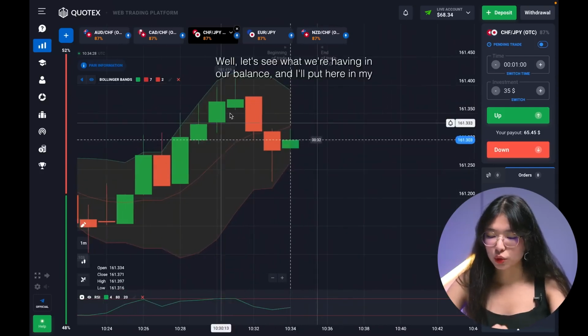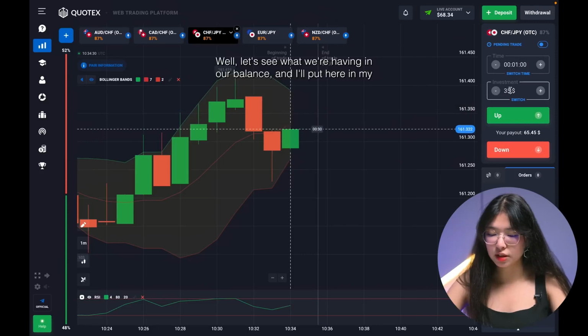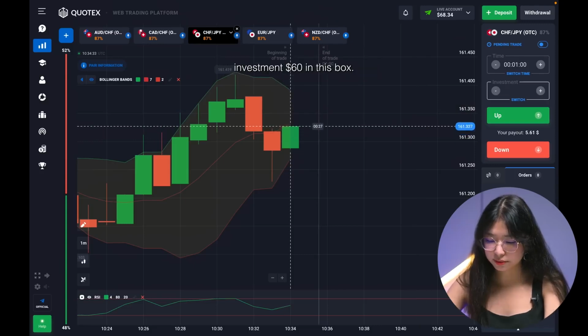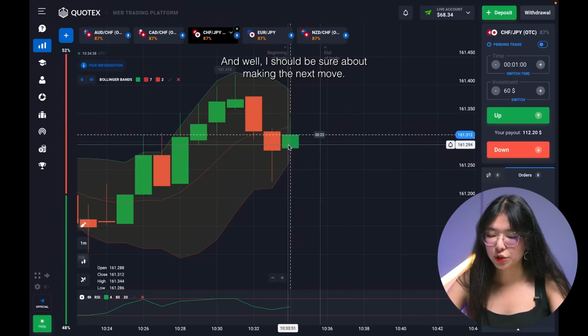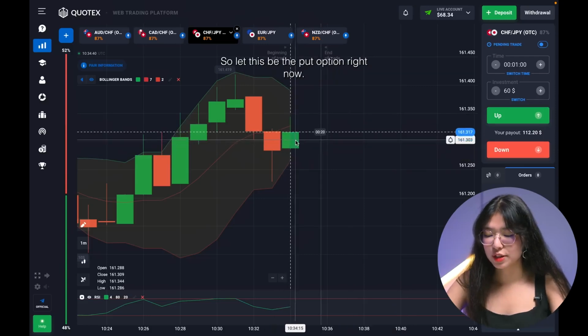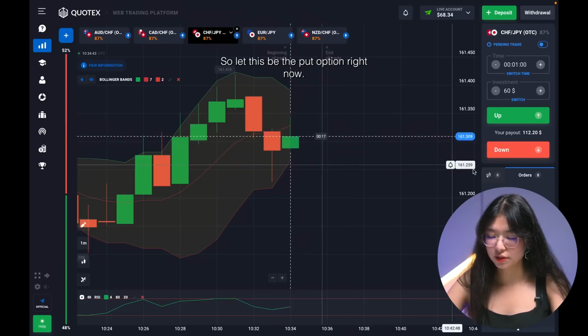So let's see what we're having in our balance. I'll put $60 in my investment box, and I should be sure about making the next move. So let this be the put option right now.